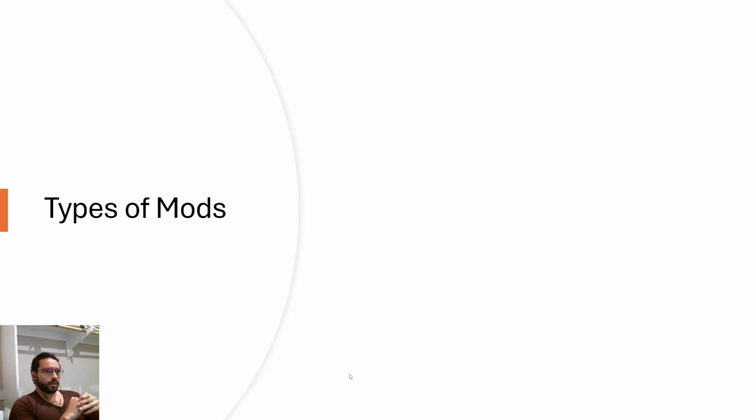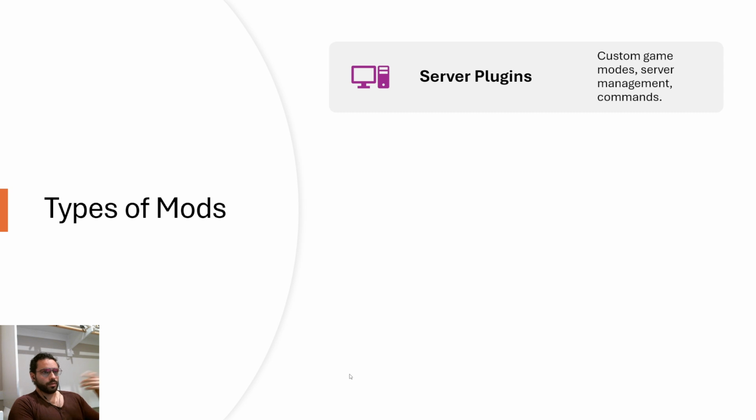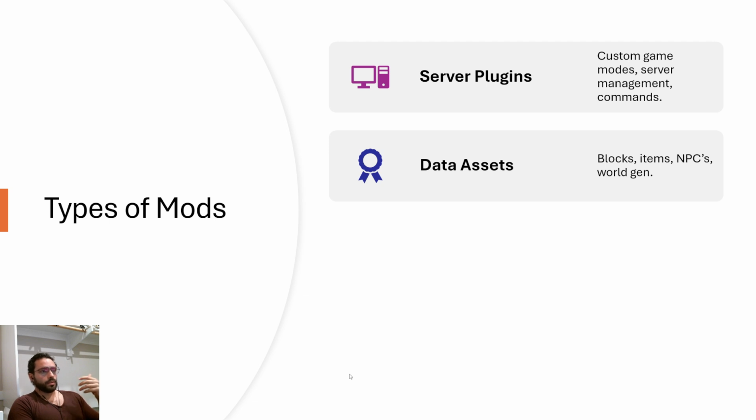So before we get started, there are four main categories of mods. The first one is server plugins, which are used to modify gameplay systems. You can use them to build mini games, economies, custom logic, and commands. The second one is data assets, where you can edit blocks, items, NPCs, and world generation. For example, you can change a mob's health, its drop rates, its AI, or change how the world is generated.